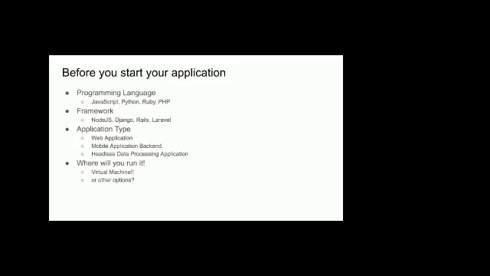Then the type of application, as I mentioned, is a decision of whether we are writing a web application, a mobile application backend, or some headless applications. When we talk about headless applications, that is data processing, which also covers machine learning and artificial intelligence, where it crunches the data, processes the data and saves the output somewhere, and then you use another application to use that output and show the result. And where we will run it.